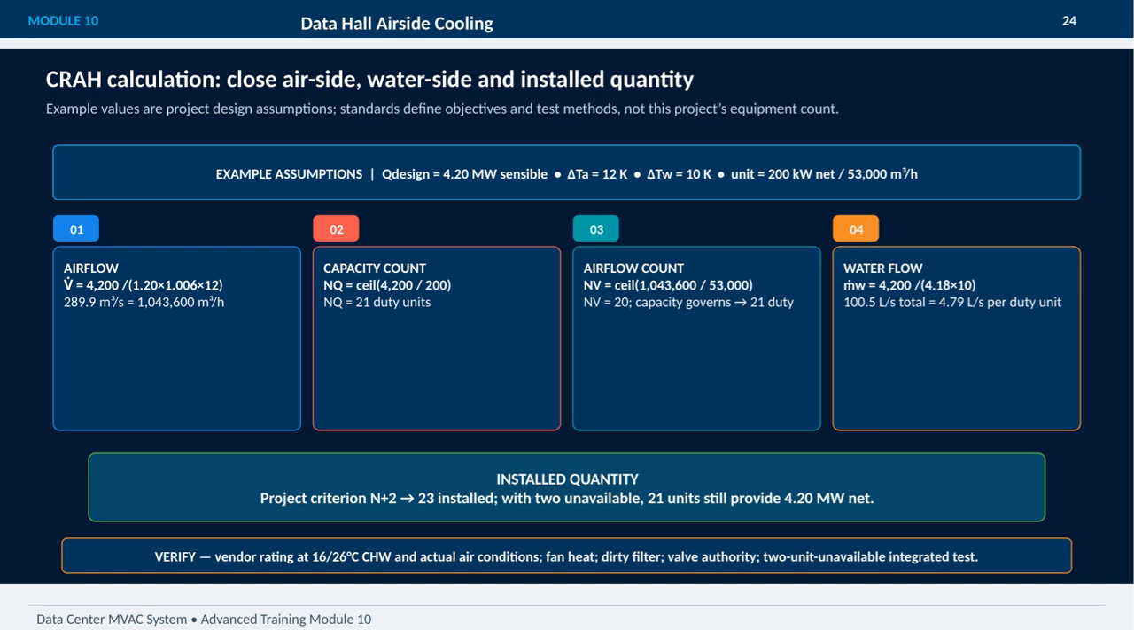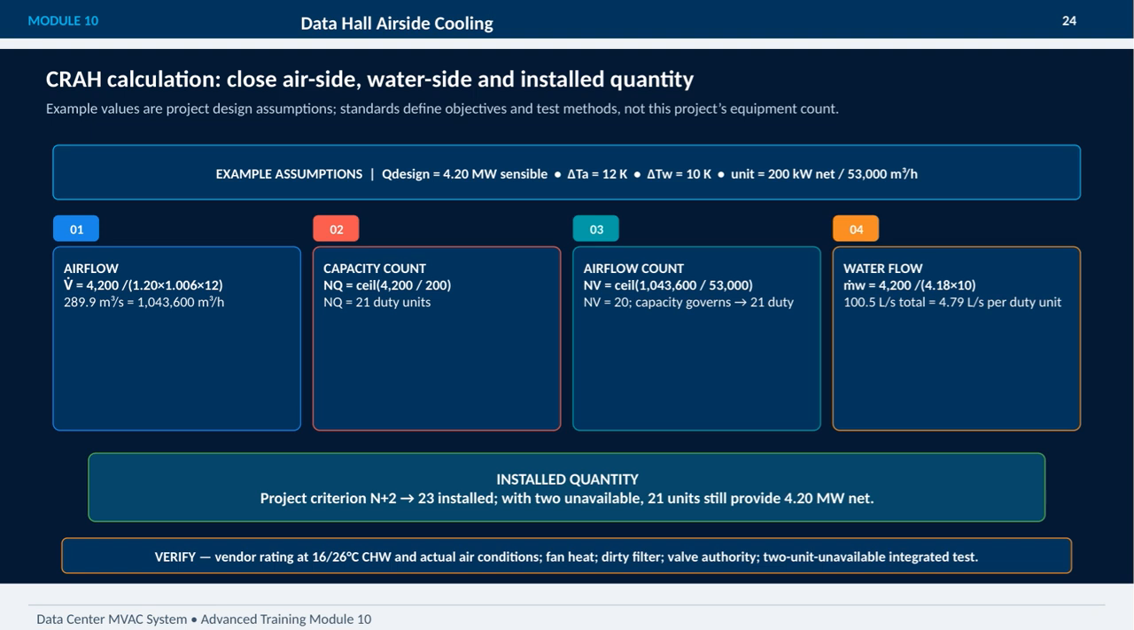First, we calculate the required airflow by dividing the heat load by the product of air density, specific heat, and temperature difference, resulting in approximately 1,043,600 cubic meters per hour. Next, we determine the number of units needed based on capacity by dividing 4.2 megawatts by 200 kilowatts, which gives us 21 duty units. Checking airflow count, dividing the total airflow by unit airflow capacity yields 20 units. However, since capacity governs, we stick with 21 duty units.